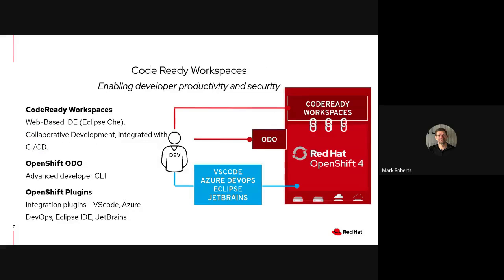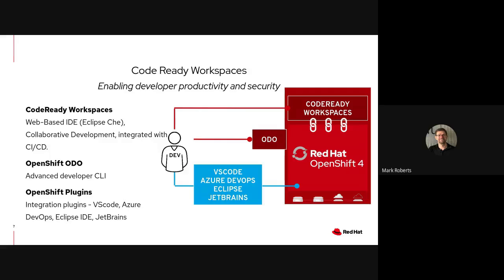So CodeReady Workspaces provides a number of things for us. We have the web-based IDE based on Eclipse Che. We've got various collaborative development tools available to us, including an integrated CI/CD platform. And we've got things like the OpenShift ODO that we can use as well to provide us an alternative command line interface, as you'll see shortly.